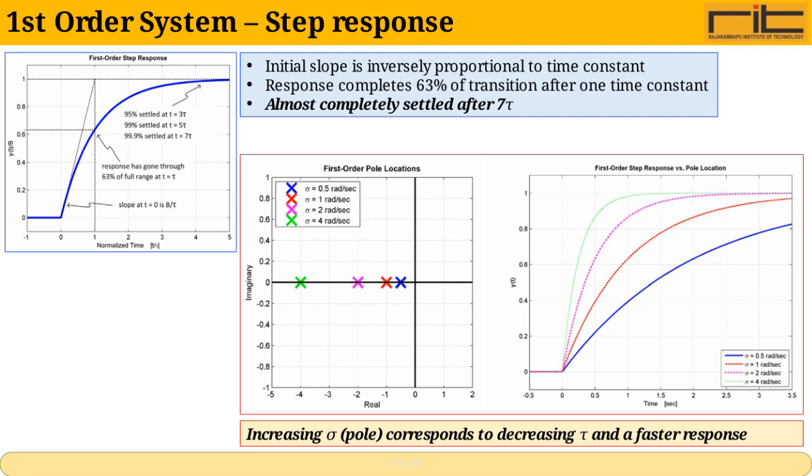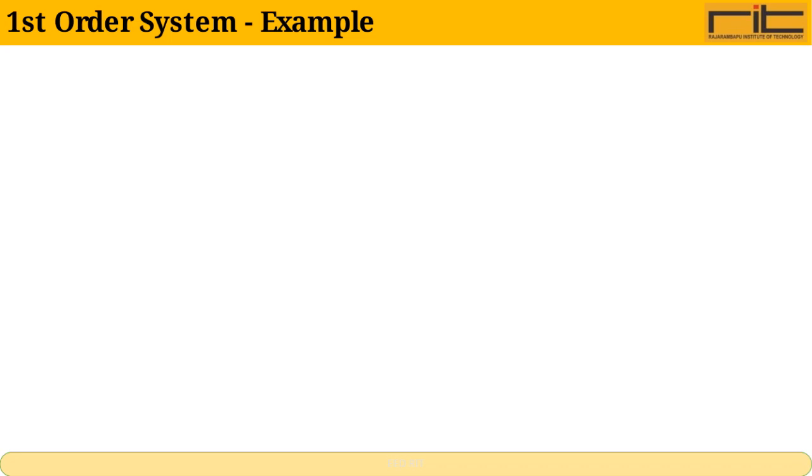After one time constant, the system completes about 63% of its total transition, which is a useful benchmark for evaluating response speed. The system is considered almost fully settled after about 7 time constants. Additionally, when the parameter sigma, which corresponds to the pole of the system, increases, the time constant decreases, leading to a faster response overall. This relationship highlights how tuning the pole location can directly impact how quickly the system responds to changes.